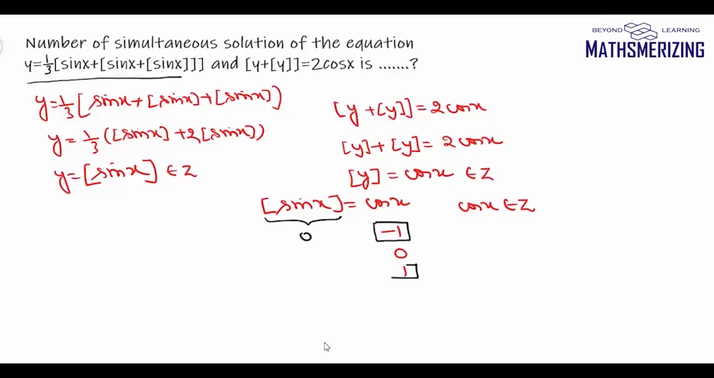At +1 also, again sin x will be 0. And when cos x is 0, at those points, sin x will be plus or -1. So simultaneously, they cannot hold the same value. So in this case, there will be no solution to this equation. So there is no simultaneous solution of the two given equations. So the number of simultaneous solutions of this equation is simply 0.